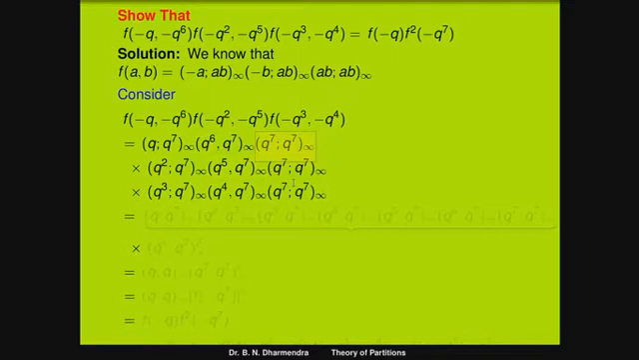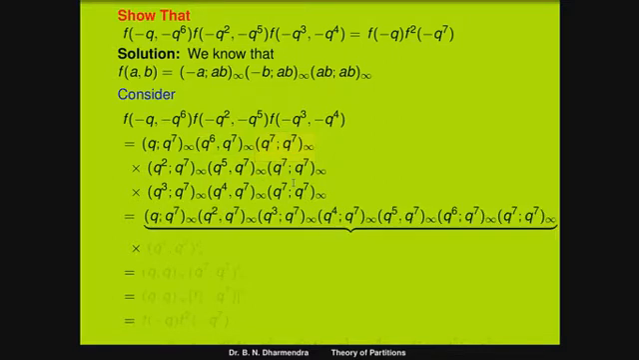Overall the terms can be written as the first grouping term (q^7;q^7)∞, q^2 (q^7;q^7)∞, q^3 (q^7;q^7)∞, q^4 (q^7;q^7)∞, q^5 (q^7;q^7)∞, q^6 (q^7;q^7)∞, q^7 (q^7;q^7)∞, whole square.